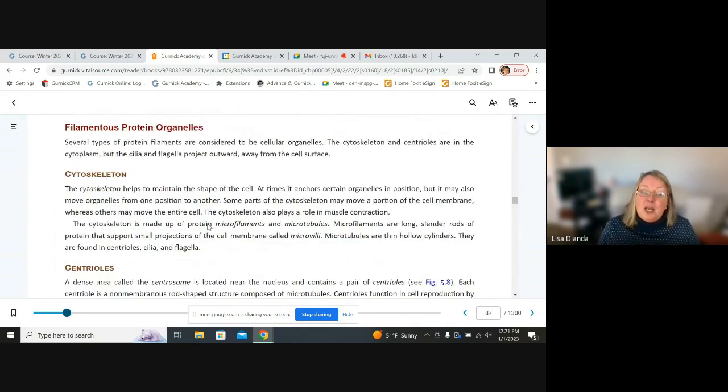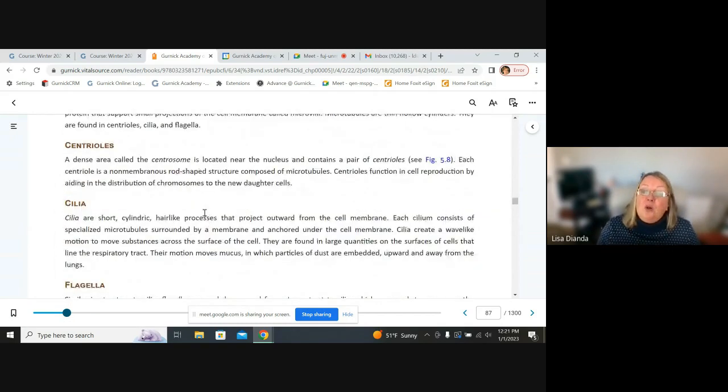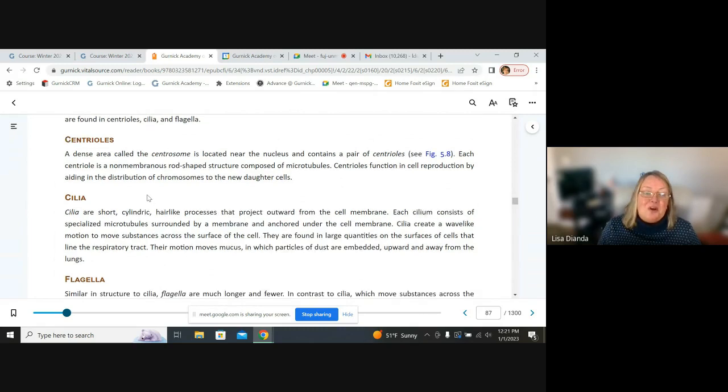Cytoskeleton maintains the shape of the cell. Centrioles, right, function by aiding in the distribution of chromosomes to the new daughter cell, right, when a new one is born.